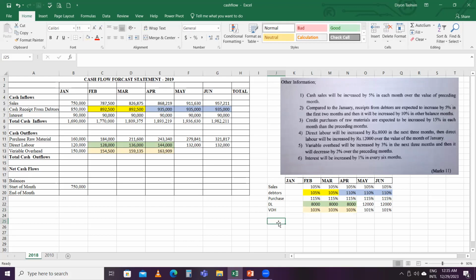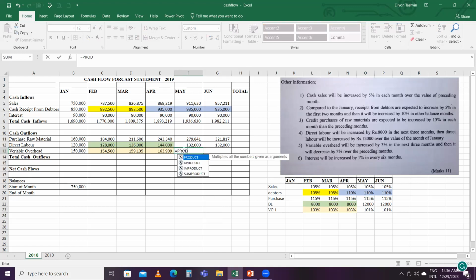Then it will decrease by 2%. By means the remaining value, which means 103, should be reduced by just 2%, which means earlier we have 103. Now we have to deduct 2%, which means now the value should be 101%. Here also we are going to use the product function. And the original January figure should now multiplied by 101%.